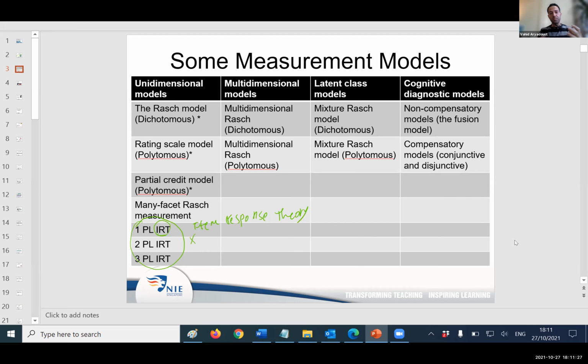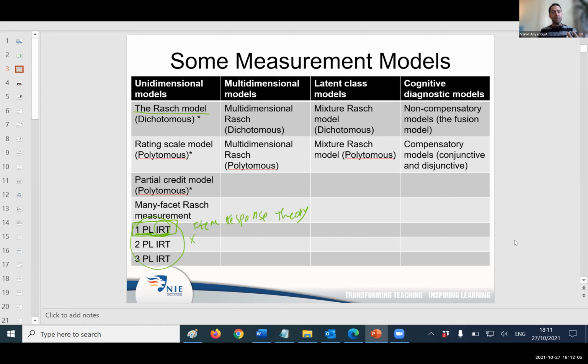Now, just by coincidence, there is a very high similarity between what we call one parameter logistic IRT, and if I find time I'll explain what that means, and what Georg Rasch developed, which became known as the Rasch model. So when you say the Rasch model, we're referring to that basic initial model that Georg Rasch developed.